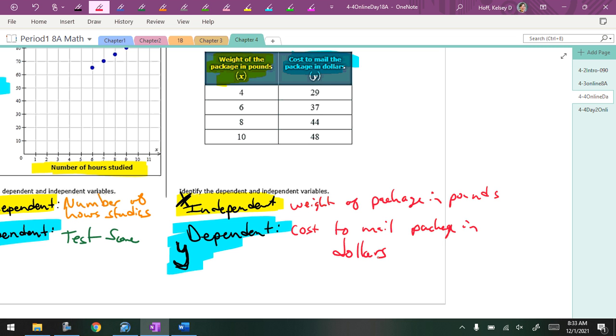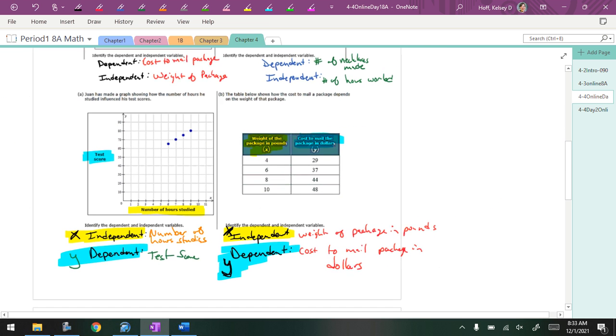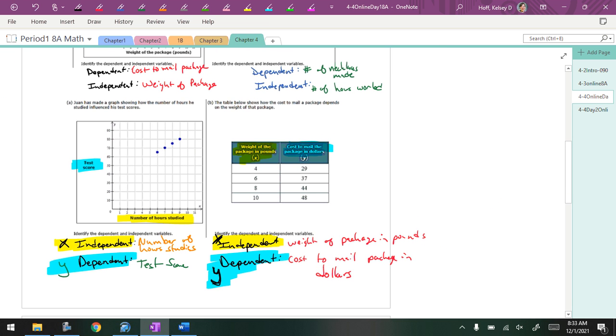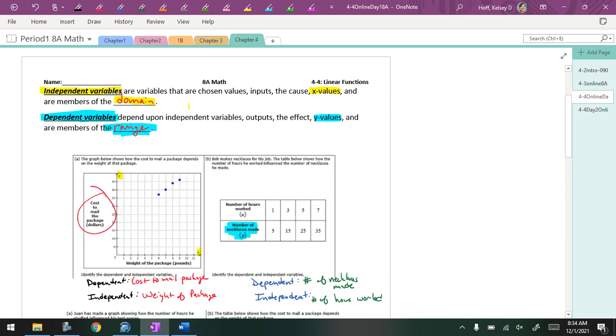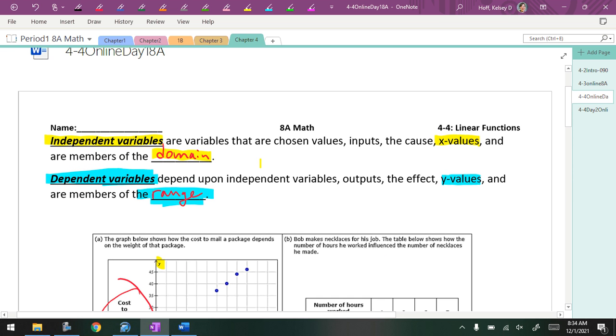Here's where they're going to trick you guys, just like Miss Hoff did. Up here, I wrote dependent, then I wrote independent. Down here, I wrote independent, then I wrote dependent. You have to pay attention which one they're asking you for first. Independent X, dependent Y. And if you forget, maybe you go and underline this up in the definition so you don't forget. Okay? Independent X, dependent Y.